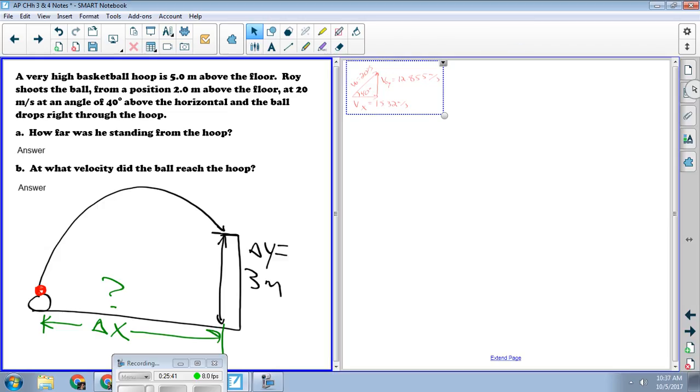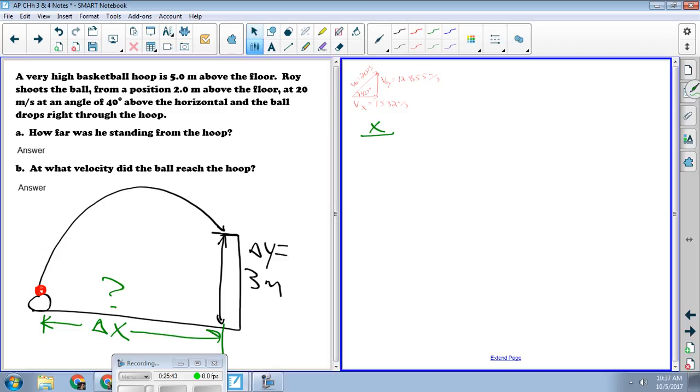Okay, so here we go. X. Here's what I know. I know that nothing. Oh, no, that's not true. I know the Vx. Good? That's the only thing I know. Agreed? All right, vertically. What do we know vertically? Let's see. We know our initial vertical velocity is 12.855. Sorry, I just changed from Voy to Viy.